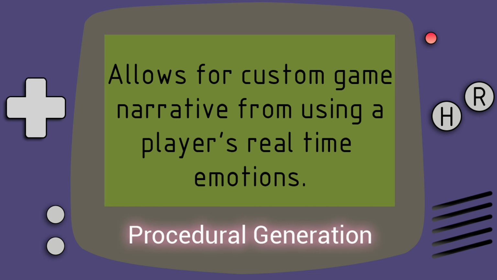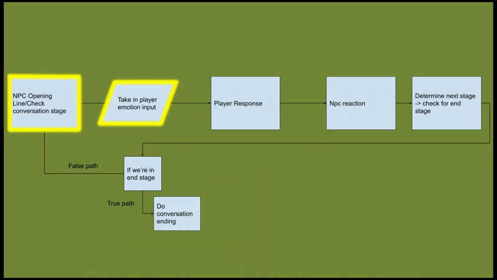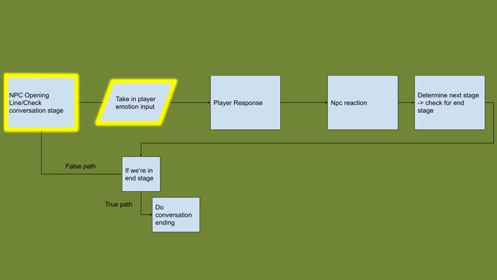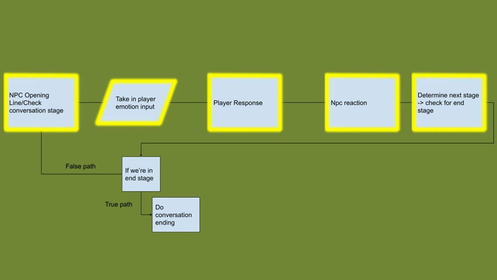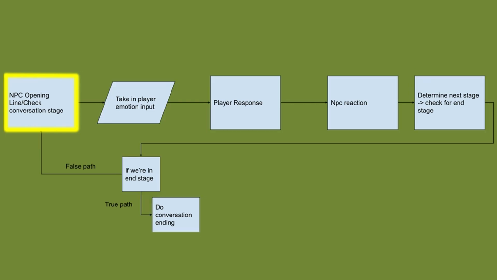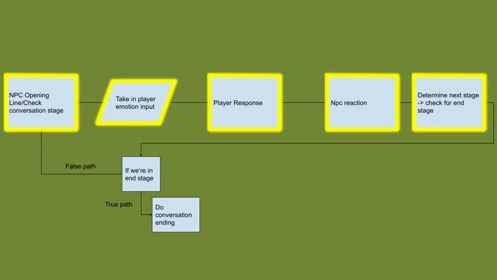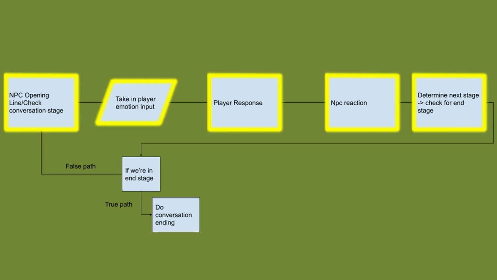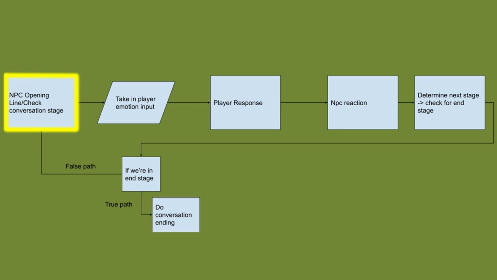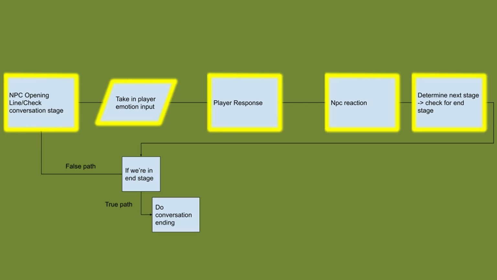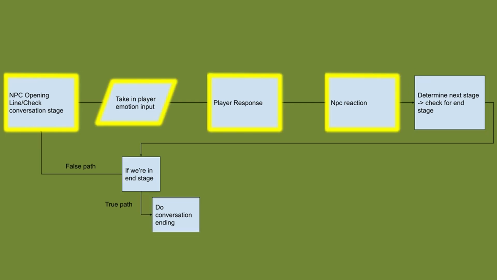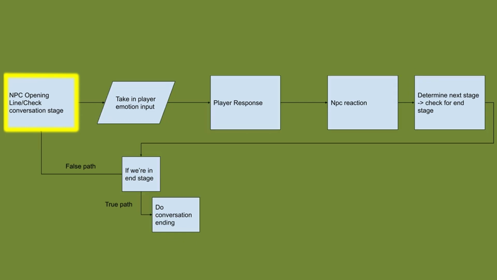Now, before we check out the prototype, let's talk a little bit about how the system works. This flowchart represents the basic process of the system. First, the player will start a conversation with an NPC. Then, after the NPC has spoken, the system will check for the different combination of emotions from the player. Once that has been calculated, the system will procedurally generate a response that appropriately represents the player's current emotion. Finally, the NPC will respond to the player's response. This process will continue to loop until the conversation is completed.